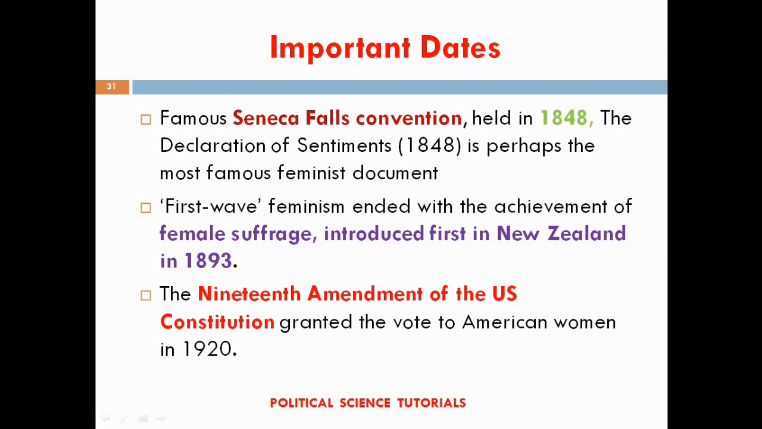New Zealand first introduced female suffrage in the year 1893. The year is very important. Many scholars think that first wave feminism ended with this achievement. The 19th Amendment of the US Constitution granted the vote to American women in 1920. These dates are important in the history of feminism.